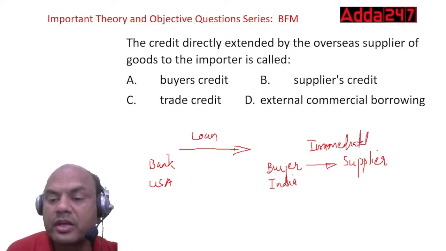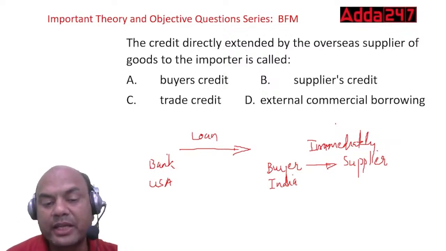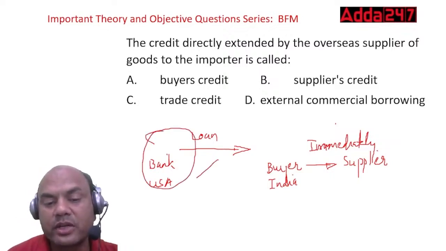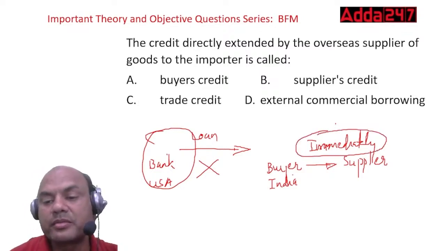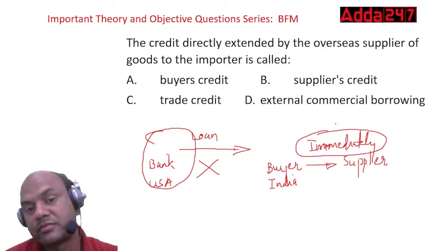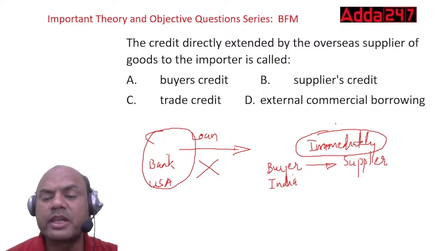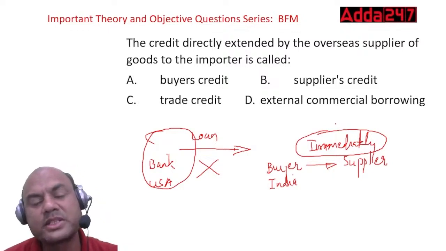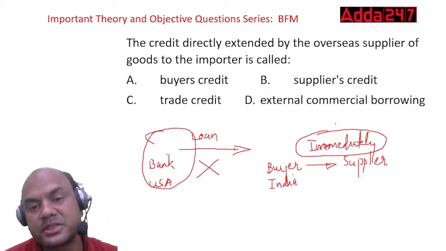Now the difference between supplier's credit and buyer's credit is, here this bank is not giving the loan. So this is not there. Only this part is there. So here what will happen? This immediate payment will not be there. So this supplier will be supplying to this buyer with a credit period. Credit period means the supplier will be supplying for, let's say, 2 months, 3 months duration. Means I'll give you the goods now. You pay me after 2 months.